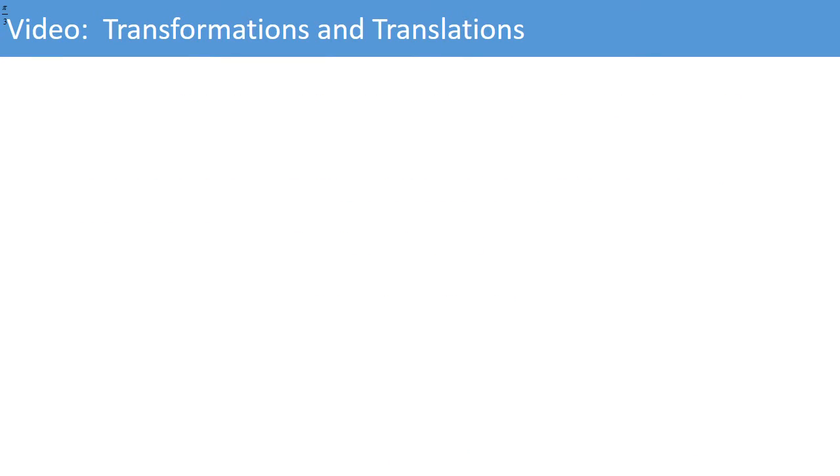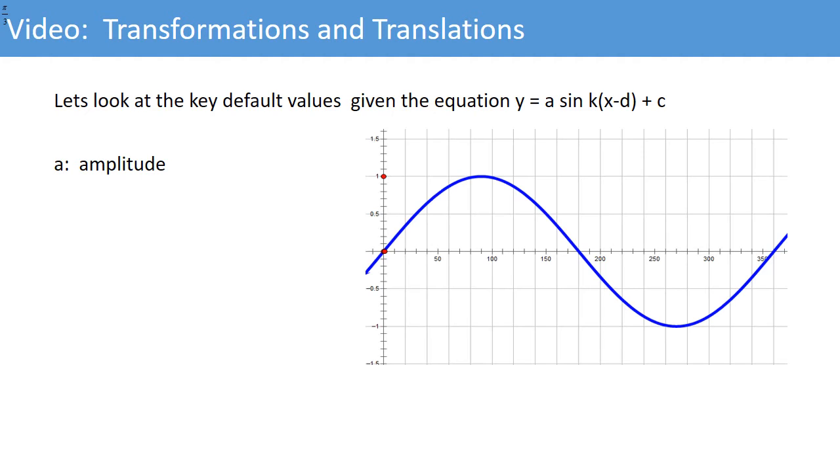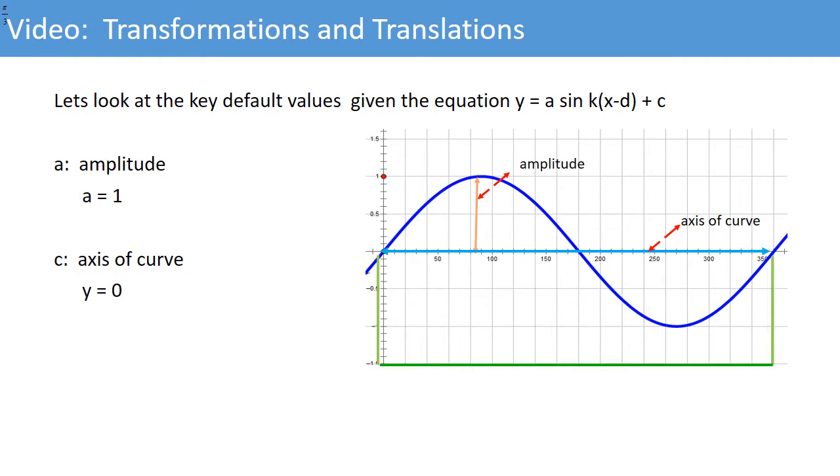Look at the default key values given the equation y equals a sine k, x minus d, plus c. A is the amplitude. The default a is equal to 1. C is the axis of curve, which is the horizontal line cutting the graph into two parts. The default, y is equal to 0. The period, which is the length of one cycle.